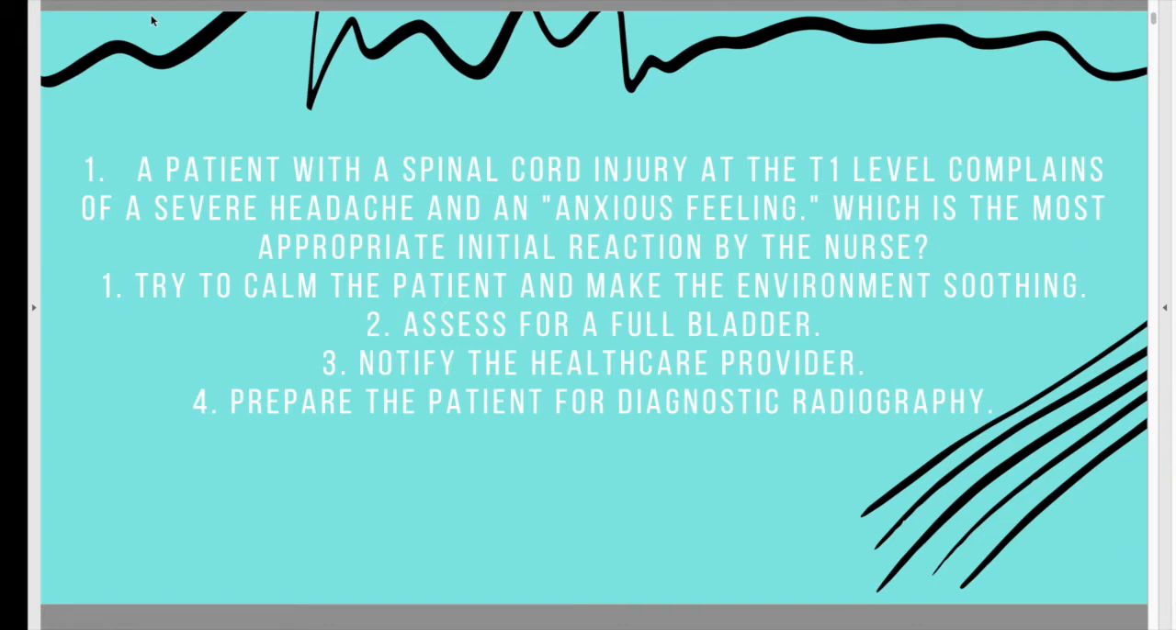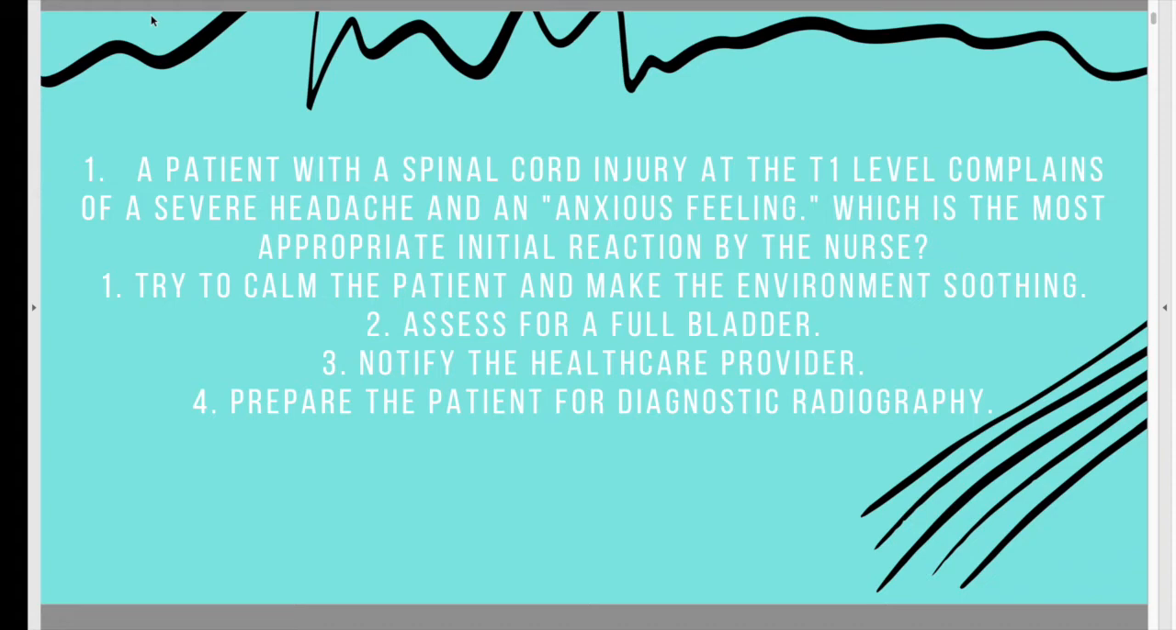Of course, first I will read the whole question. Number 1, a patient with a spinal cord injury at the T1 level complains of a severe headache and an anxious feeling. Which is the most appropriate initial reaction by the nurse? Number 1, try to calm the patient and make the environment soothing. 2, assess for a full bladder. 3, notify the healthcare provider. 4, prepare the patient for diagnostic radiography.